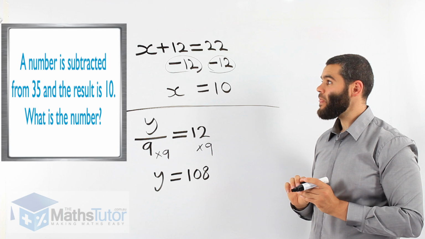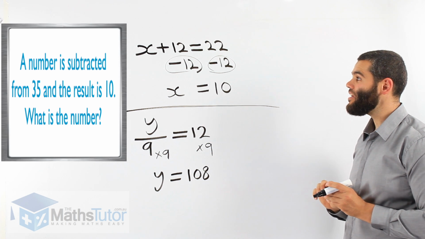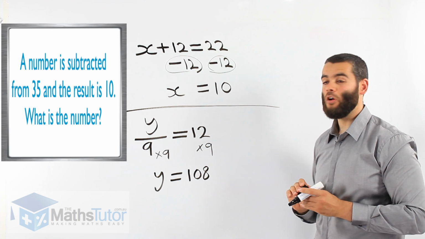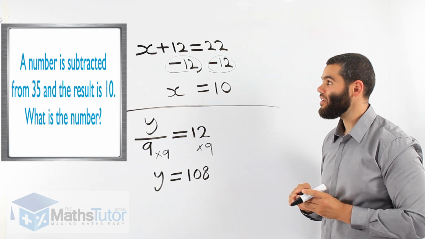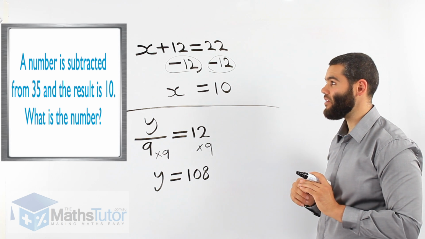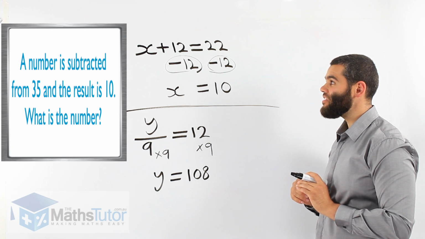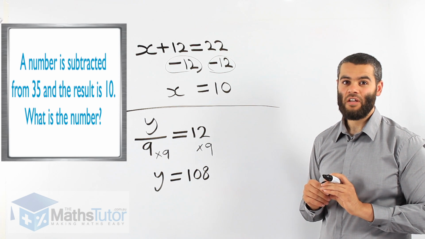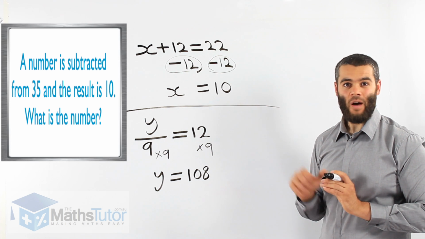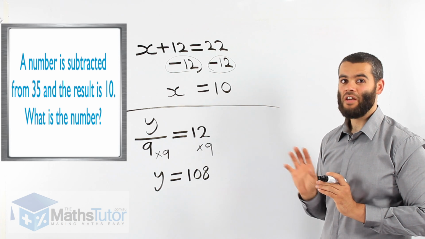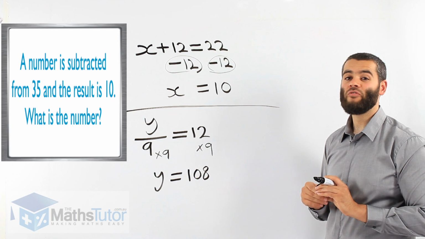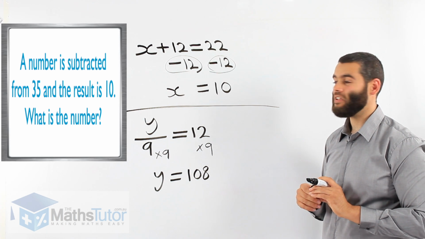Another one there, it says, a number is subtracted from 35 and the result is 10. What is the number? Now here, we need to be careful. A number is subtracted from 35. Now I've seen students write it in a funny way. I'm going to do the correct way first, and then I'm going to show you how I've seen students write this one. A number is subtracted from 35, and the result is 10.